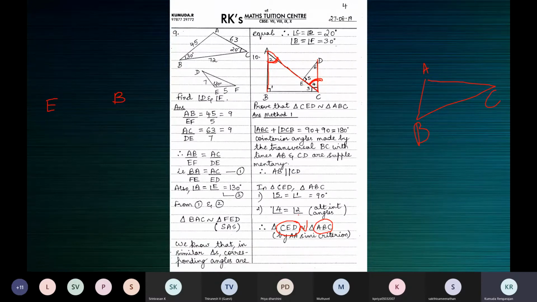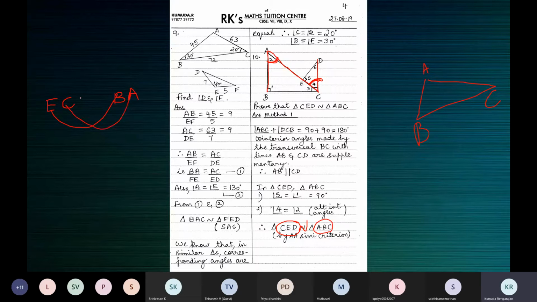So which vertex of the small triangle corresponds to which vertex of the large triangle? C, ma'am. Vertex C of the small triangle corresponds to A, ma'am. Yes, because angle 4 is vertex C. So C of the small triangle corresponds to A of the large triangle. So vertex E goes with vertex B, vertex C goes with vertex A.